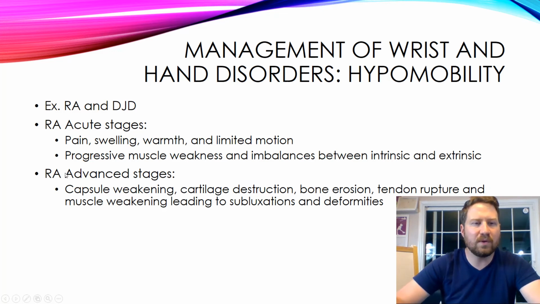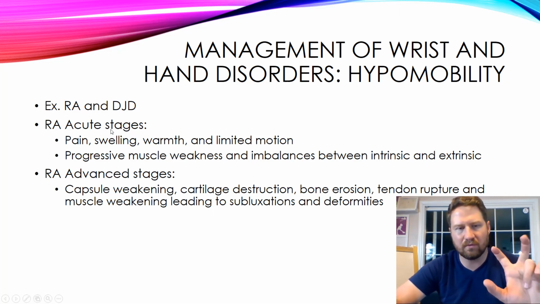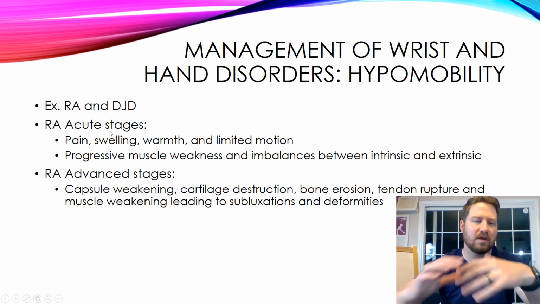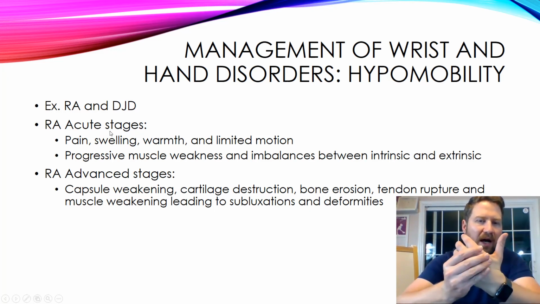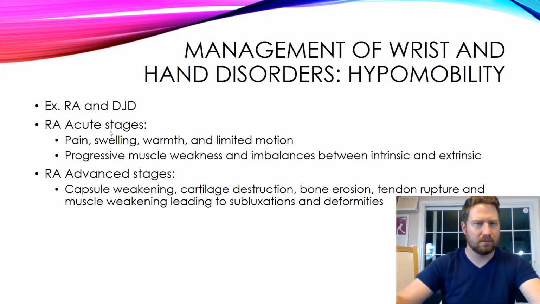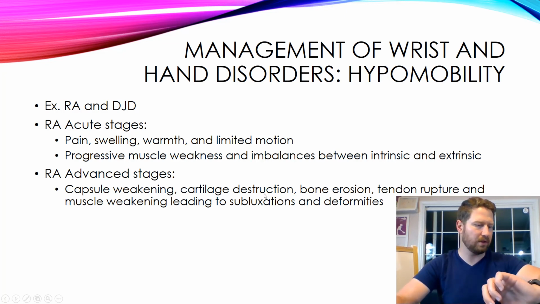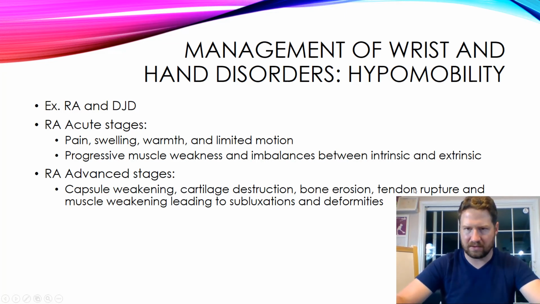Okay. Once we get to the advanced stages, we can go back to our acute stages. So you're going to have swelling and warmth. That's kind of how you know someone's in a quote-unquote flare-up, is that those MCPs especially are going to be hot, swollen, and just really red. Okay. The advanced stages, you start having capsular weakening, cartilage destruction, bone erosion, tendon rupture, and muscle weakening leading to subluxation deformities.